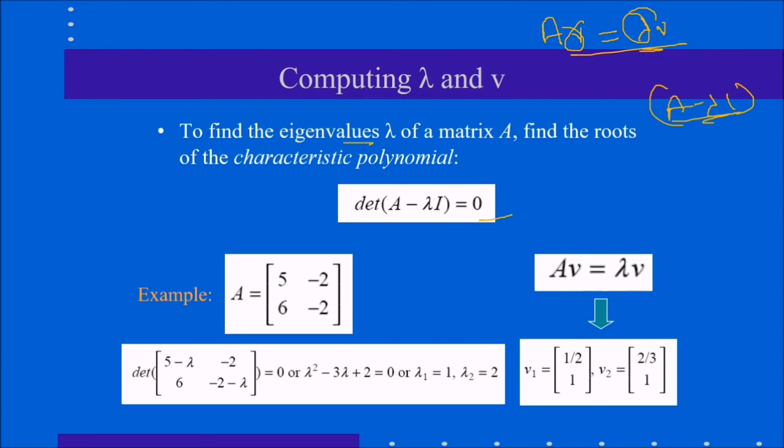So if A is [5, -2; 6, -2], A minus lambda into I, where I is [1, 0; 0, 1], you can easily find, this is [lambda, 0; 0, lambda], and you can take the difference. You will find the matrix is [5 minus lambda, -2; 6, -2 minus lambda]. You take the determinant and set it to 0. So lambda 1 will be 1, lambda 2 will be 2. Because there are two values, you will get two eigenvectors: one will be [1/2, 1], another will be [2/3, 1]. This is how you find them, and you compute v1 and v2 by this expression.